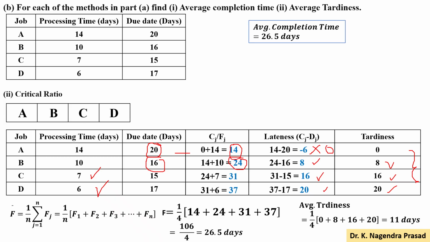So the average completion time is 26.5 days and the average tardiness value is 11 days by the critical ratio rule. So this is the solution and thank you.